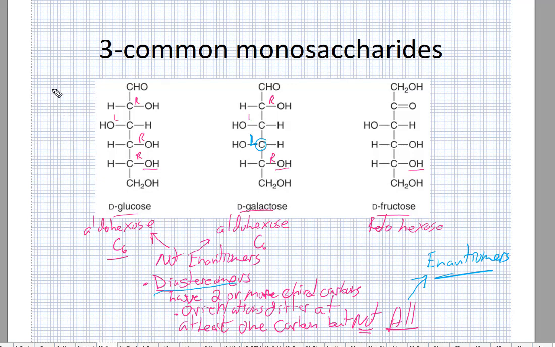So again, I can draw the enantiomer of D-glucose. Here the alcohol group's on the right, so it's going to be left, right, left, left. So they differ at every single chiral carbon. This would be L-glucose, the enantiomer. So D-glucose, D-galactose, these guys are diastereomers. They're both aldohexoses. They're not diastereomers of D-fructose because D-fructose is a ketohexose.